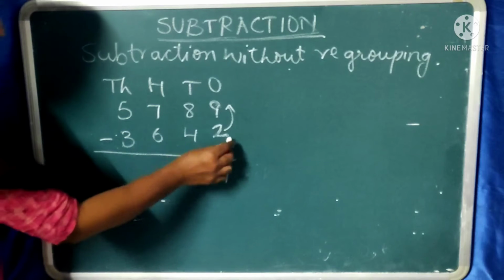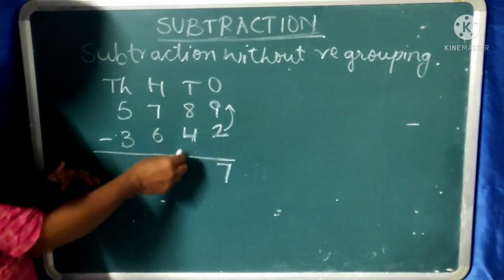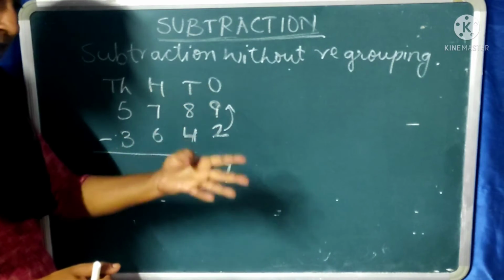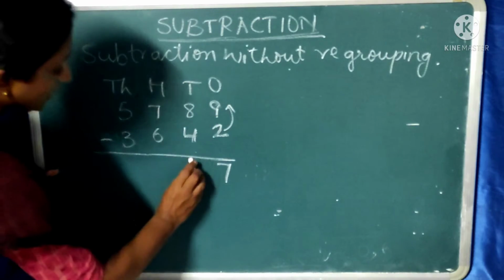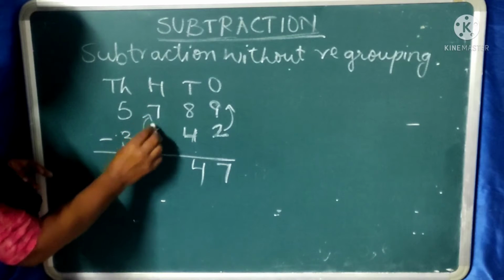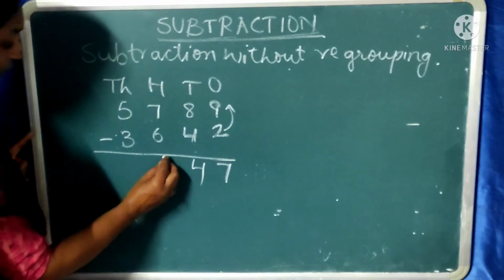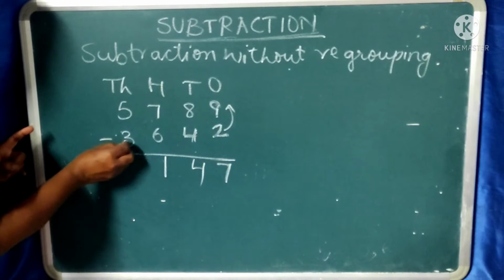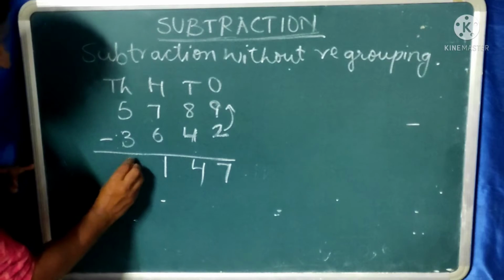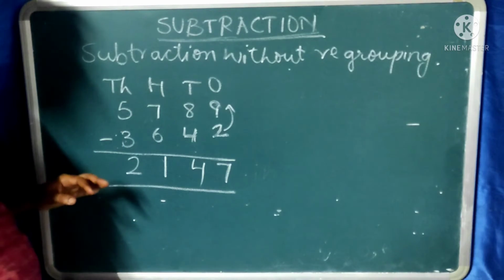So you got 7. Now 4. After 4 till 8: 4, 5, 6, 7, 8. So 4 fingers. So here 4. Next, after 6 till 7 you get 1. So 1. Next, after 3 till 5 is 4, 5. So 2. So write here 2. So this is the way how we subtract.